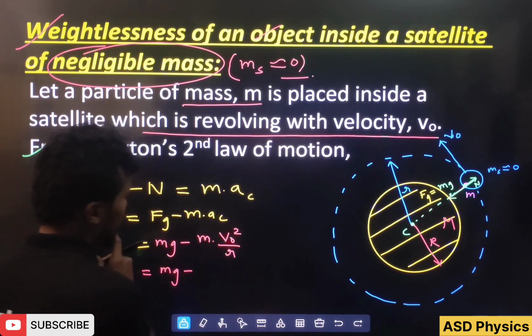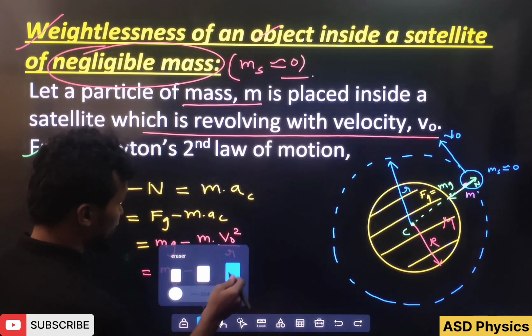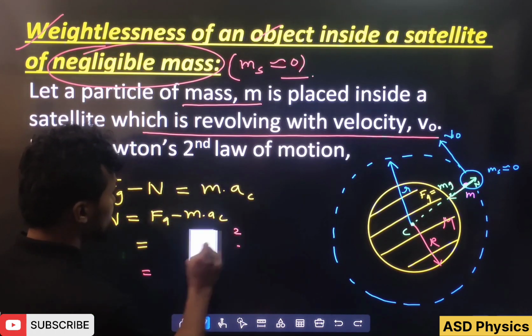No, minus. Actually, we will not write the mg here. Why? Because we will write it in a general form. No need to write the mg. We will write in a general form.